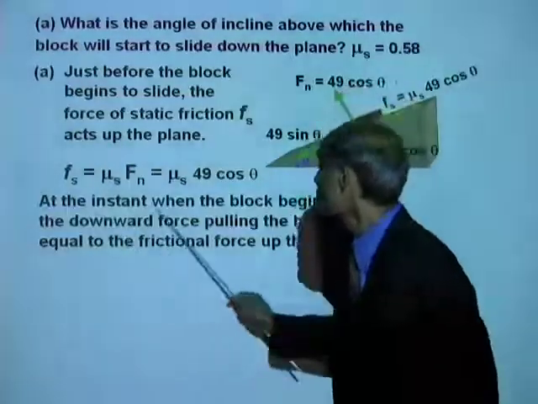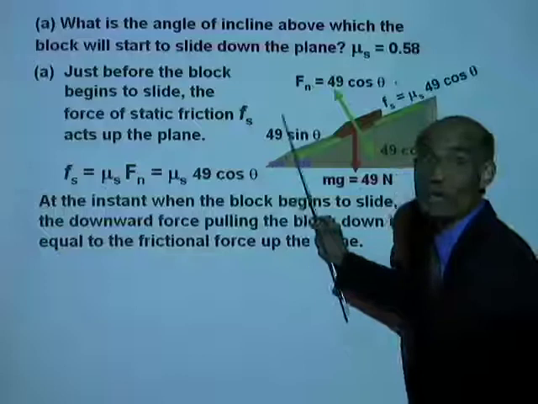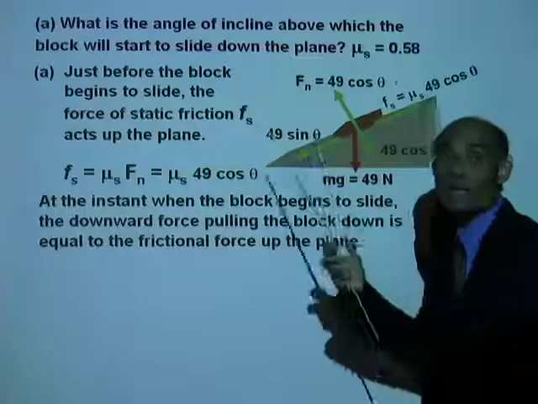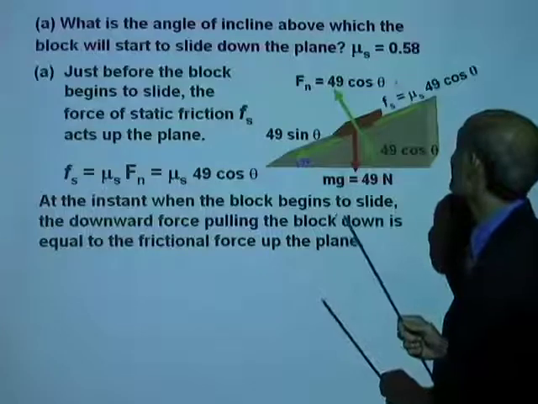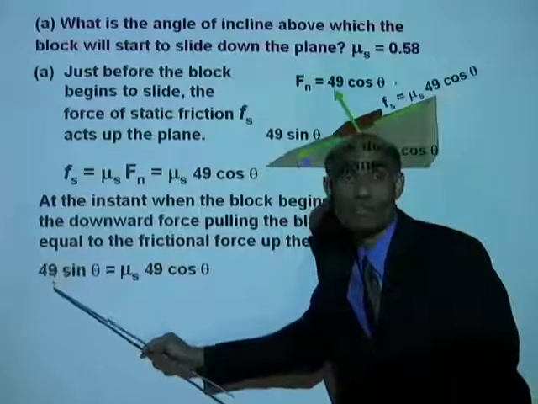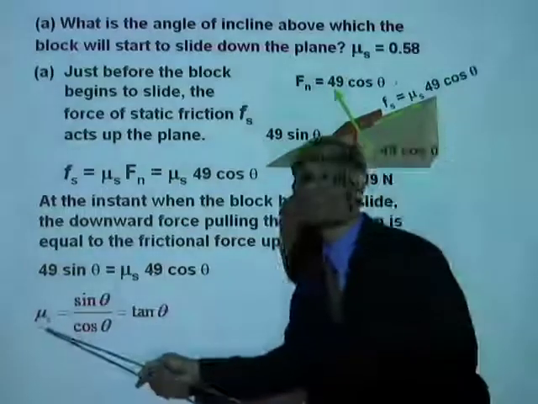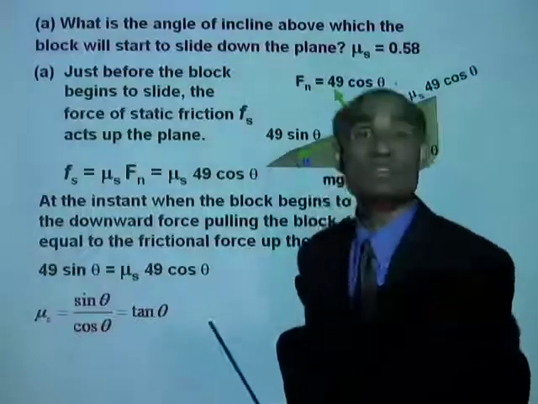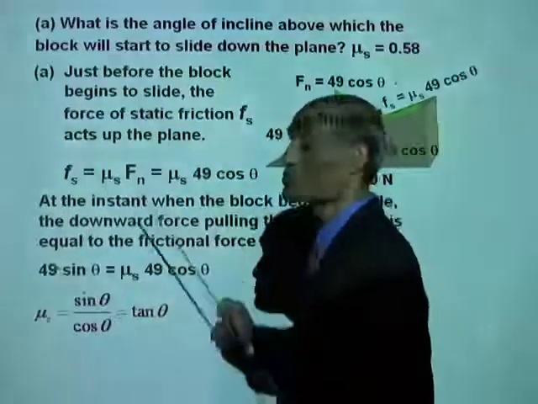Well, at the instant when the block begins to slide, the downward force pulling the block down, which is 49 sine theta, is balanced exactly by the force of static friction acting up the plane, that is mu s 49 cos theta. There you are. We have actually done this before. So 49 sine theta equal to mu s 49 cos theta. Therefore, mu s equal to sine theta divided by cos theta equal to tan theta. In fact, I actually repeated that whole process for you to solve this problem.